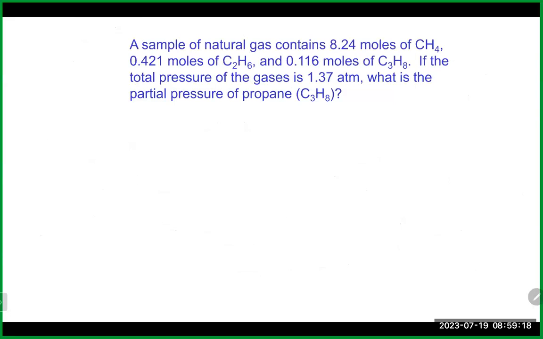All right, let's try another one here. A sample natural gas contains 8.24 moles of methane, 0.421 moles of ethane, and 0.116 moles of propane. If the total pressure is 1.37, what is the partial pressure of propane?